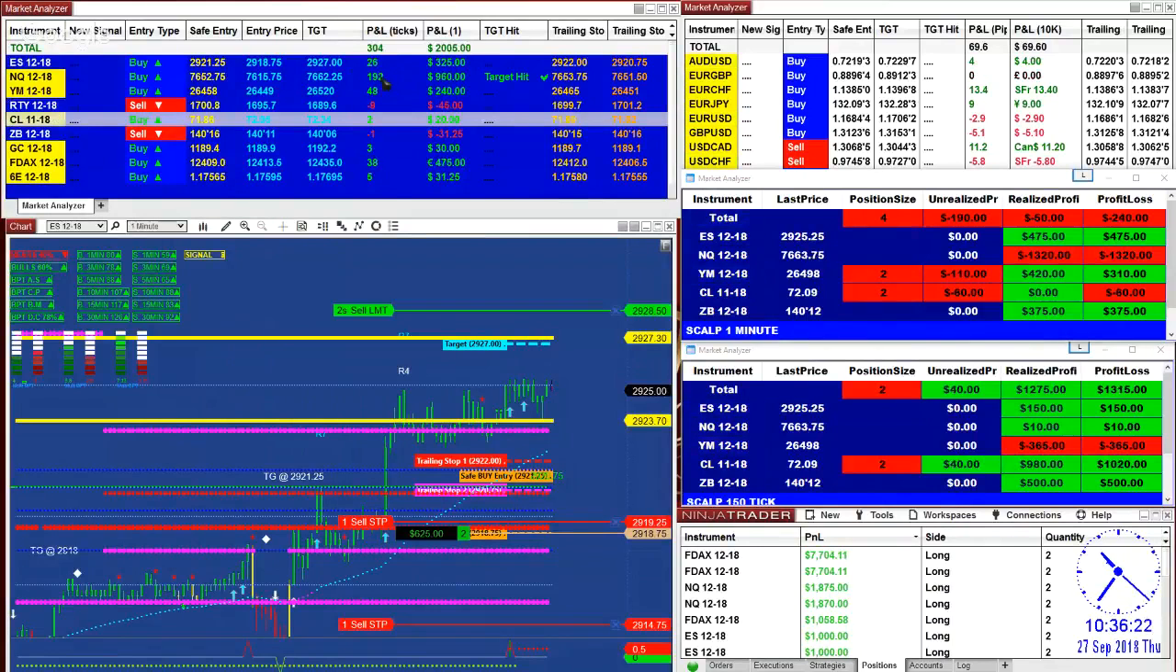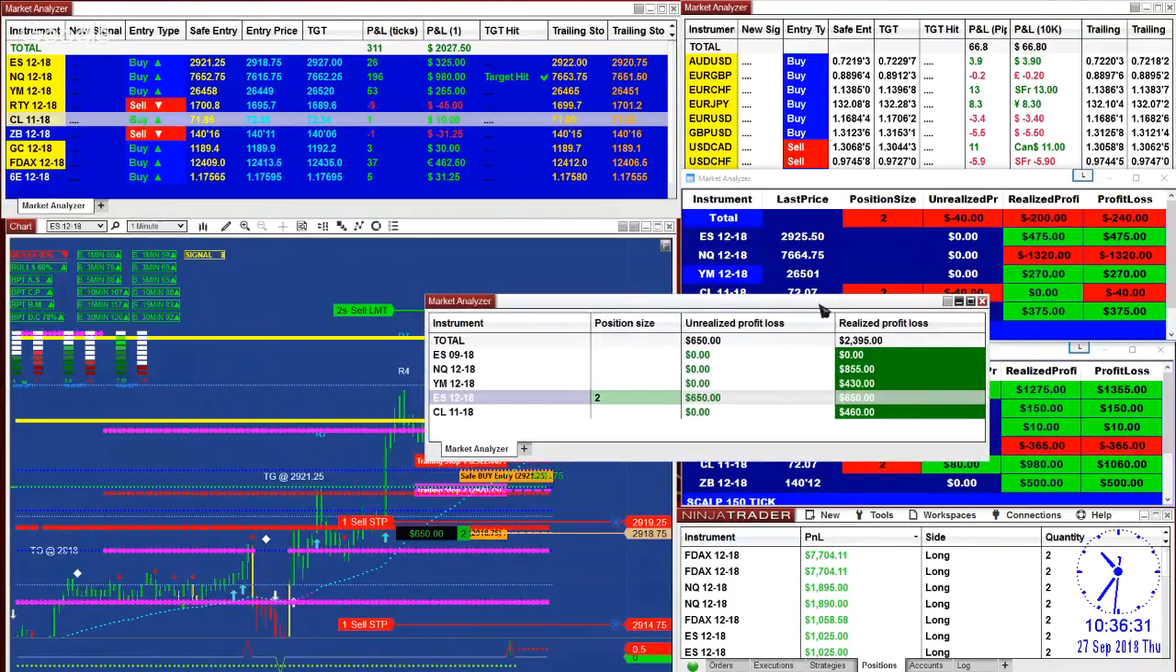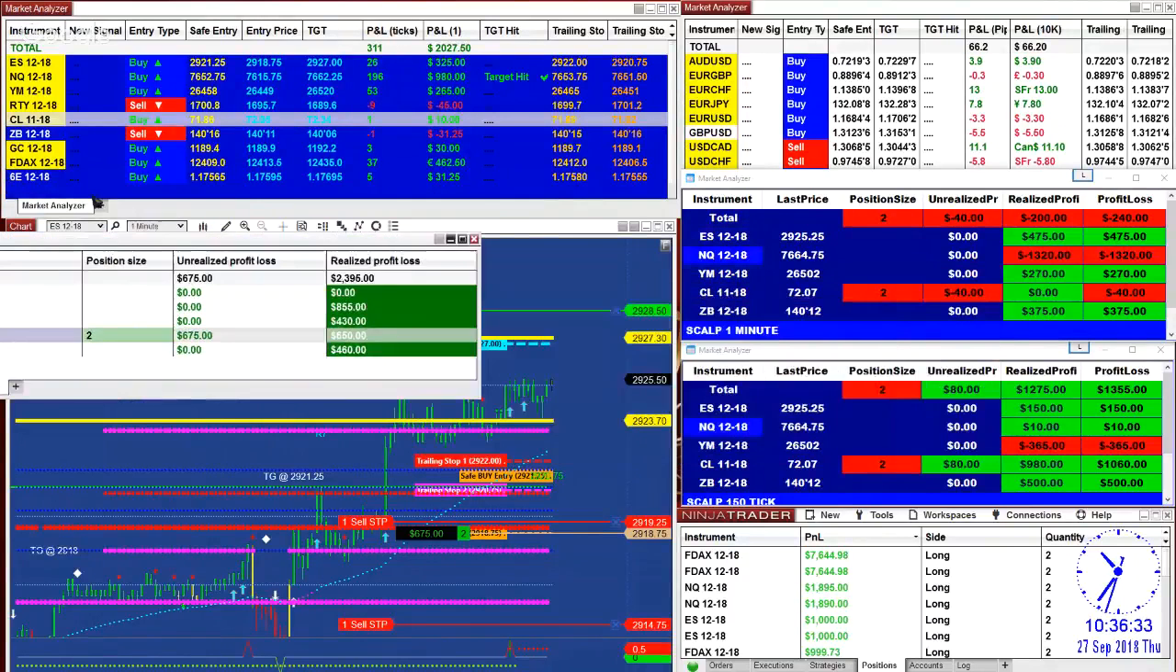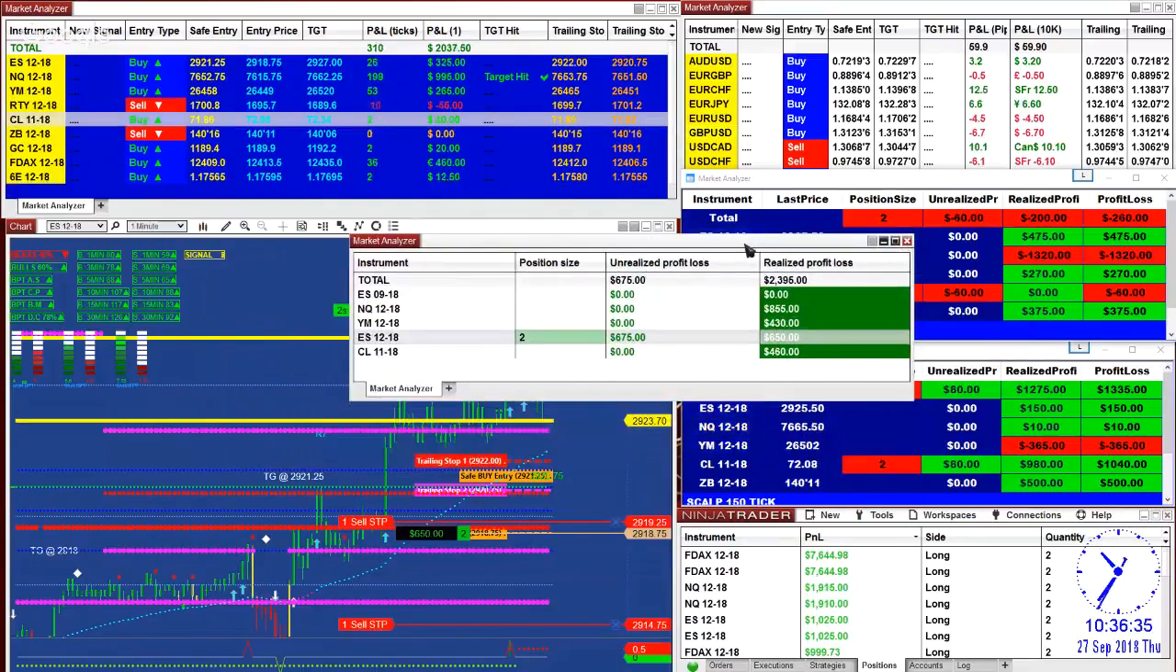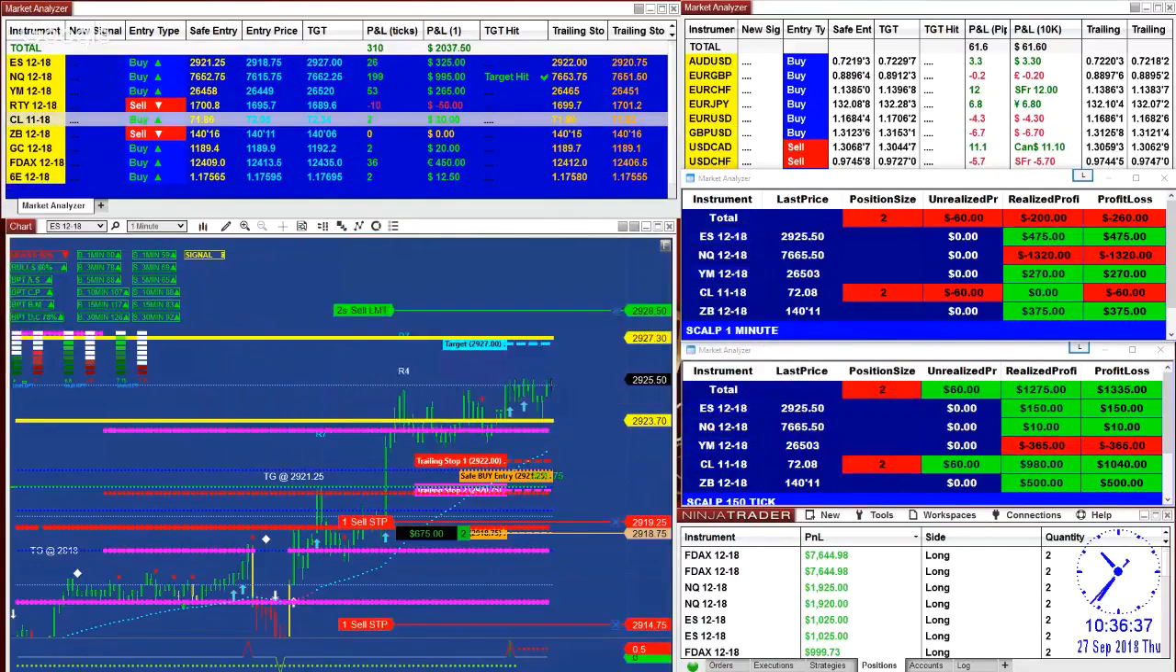We cannot win it all. And I'm not on it. I'm not on that trade on the NASDAQ. I exited that a long time ago, so I'm not on that trade either.